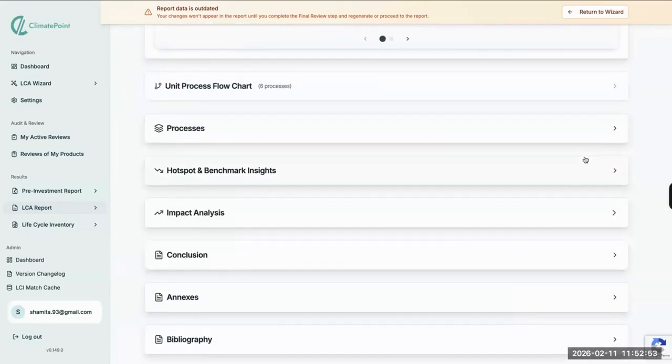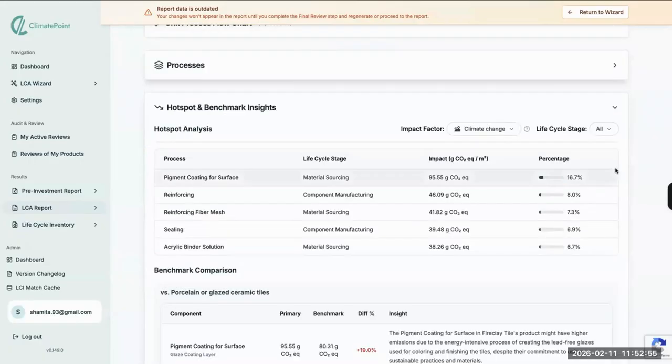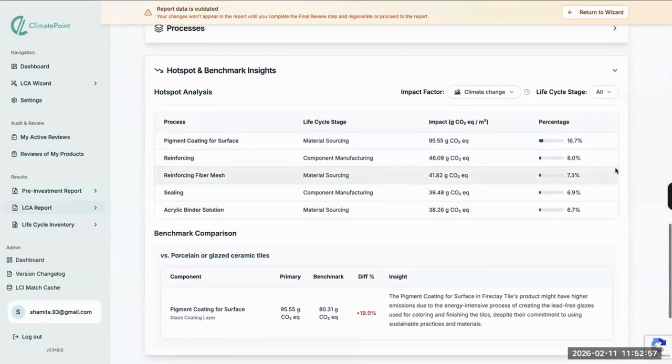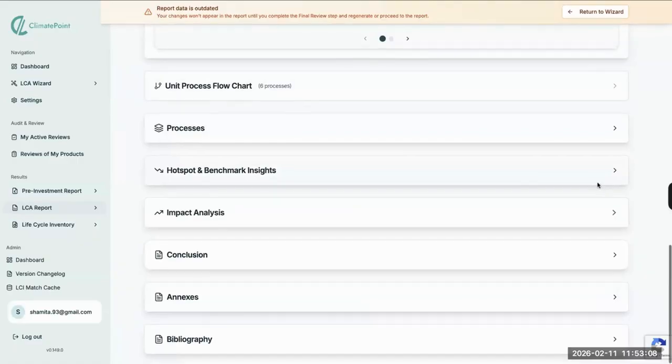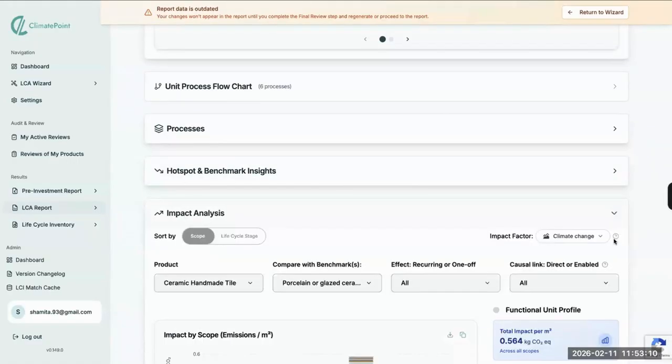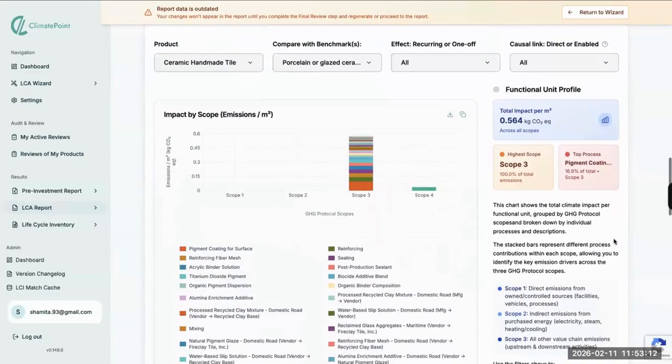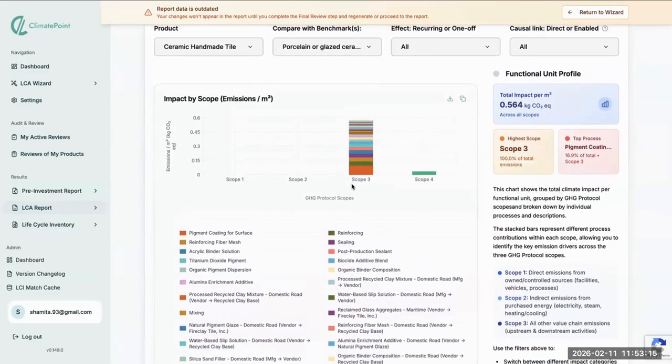I will dive into the hotspot analysis to show you that within all of these, okay, the majority of your impact in this case seems to be coming from pigment coatings, for example. And you have a little bit of your analysis, which shows you here which scopes you need to work on. And as we had pointed out, scope three, majority of the times, is where most of your emissions lie.